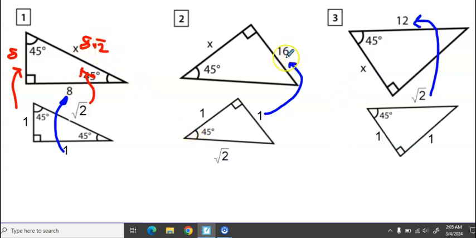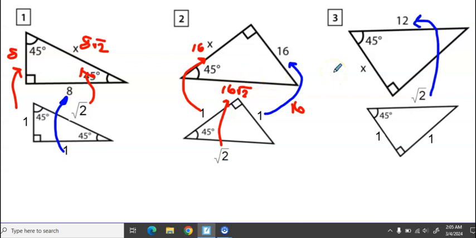In this triangle, 16 divided by 1 means the scale factor is 16. So we're going to multiply each by 16. So 1 times 16 is 16. And root 2 times 16 is 16 root 2. Now I do realize that they're not asking for every missing length of the triangle, but I think it's important that you try to make sure you can do all of them.